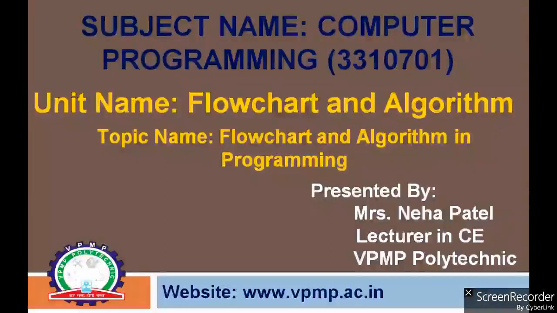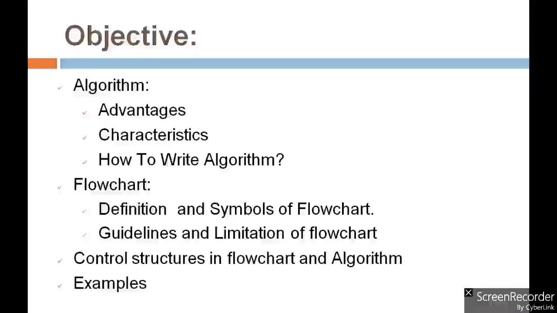Today's topic is flowchart and algorithms in programming. So let's start. The objective of today's session is to learn about the algorithms, its advantages, characteristics and steps, how to write an algorithm. Then we will see flowchart, its definition, symbols, guidelines, how to draw the flowchart and limitations of the flowchart. After that we will see control structures used in flowchart and algorithm. And at last, we will see the examples of algorithm as well as flowchart.